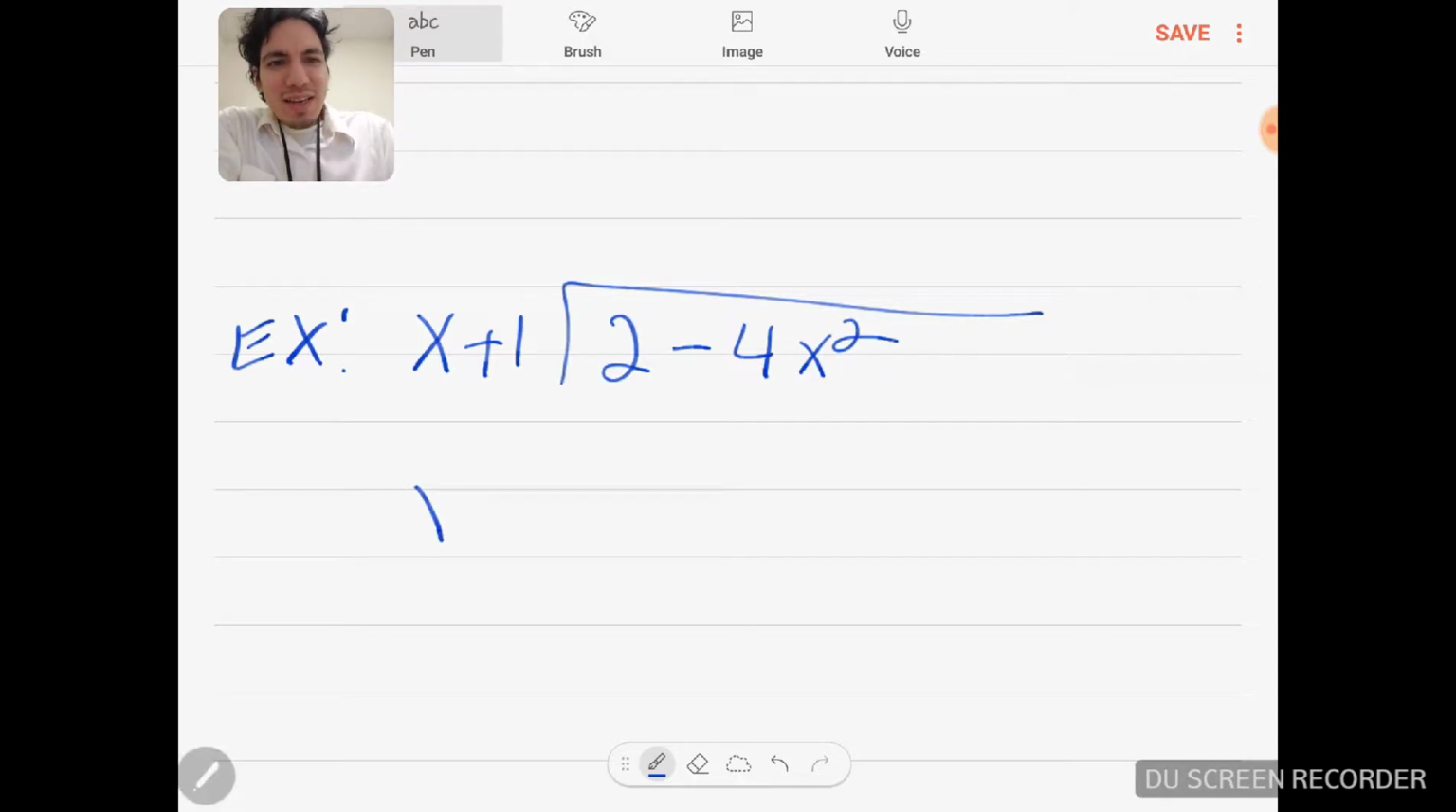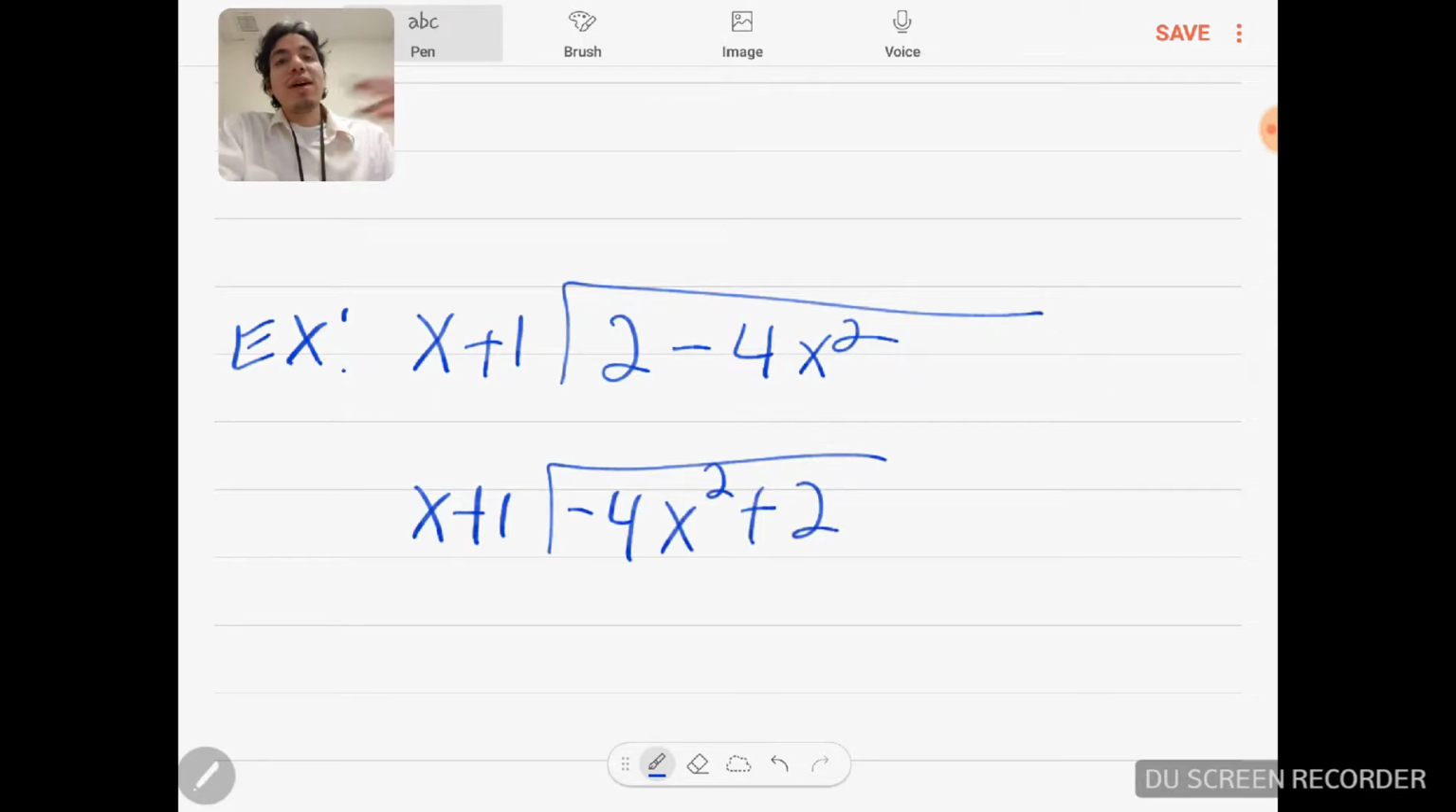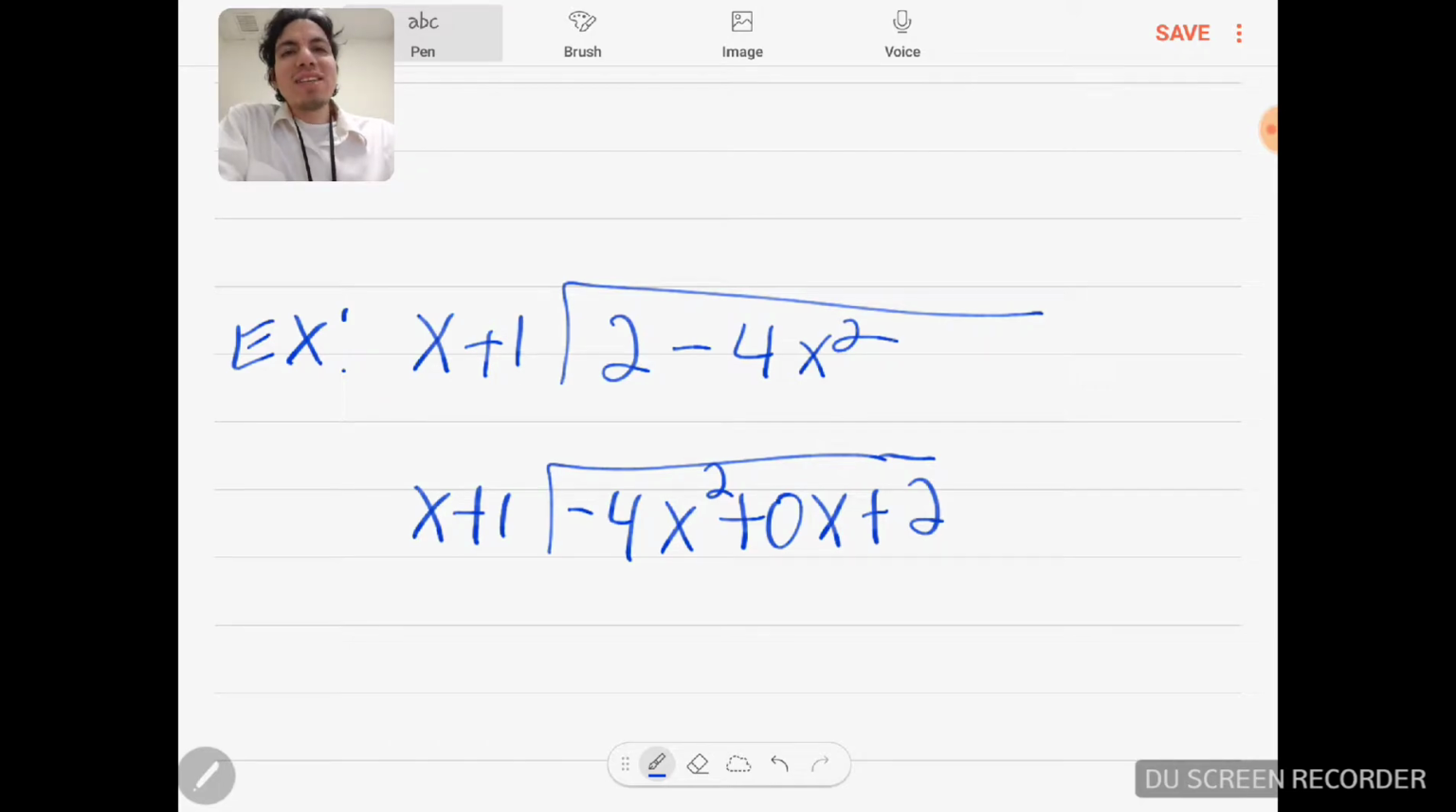Let's rewrite this. x plus 1 divided by negative 4x squared plus 2. So now it's in proper form, proper order. And by the way, let's add one more thing. Plus 0x plus 2. Why am I adding a 0x there? Because there's no x term to subtract. We have that there as a placeholder, okay? So let's take negative 4x squared divided by x. That would be negative 4x.